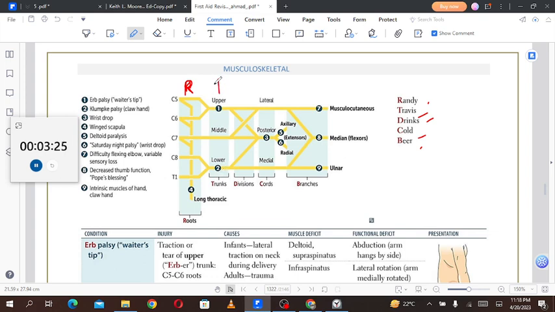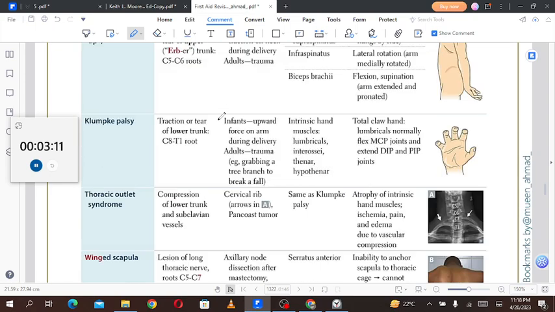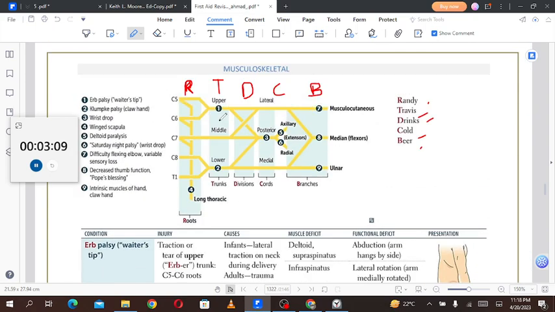Okay, which are formed by the fusion of upper one, upper two, lower two, and so on. So these are trunks. Then we have divisions. After the divisions, we have cords, and from the cords we have the branches. So that's it.